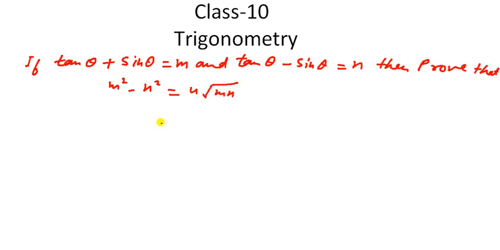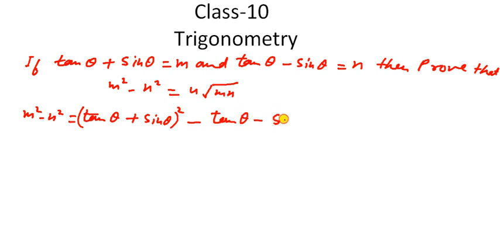That is the question. As you have seen, the left hand side is m square minus n square and the right hand side is 4 under root mn. Now m square minus n square, put the values. It is (tan theta plus sin theta) whole square, and minus (tan theta minus sin theta) whole square.